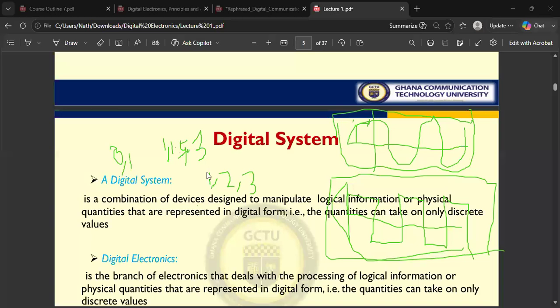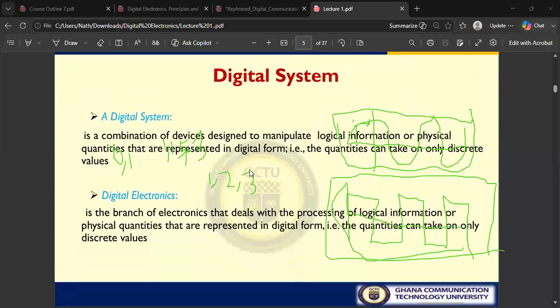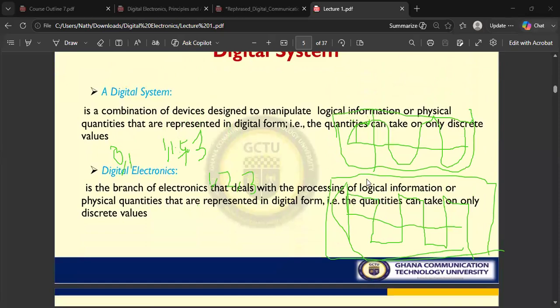So this is basically what digital systems are. They manipulate information or physical quantities that are represented in digital form, like what you see here.